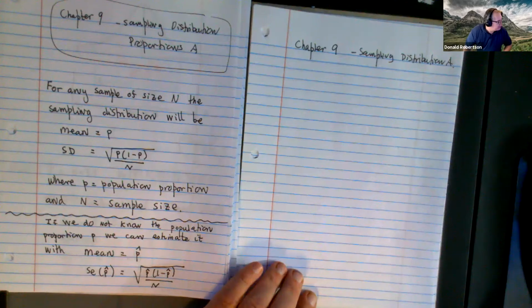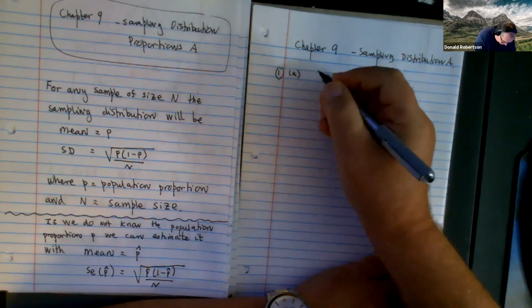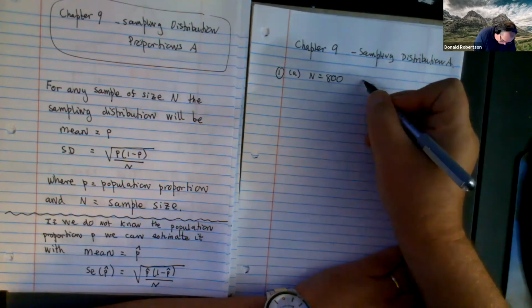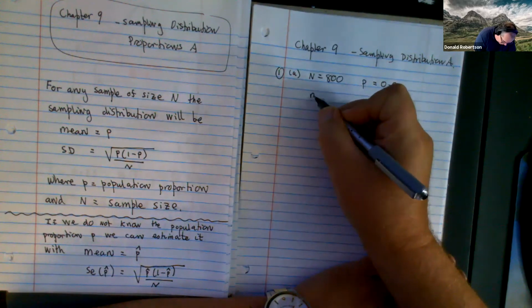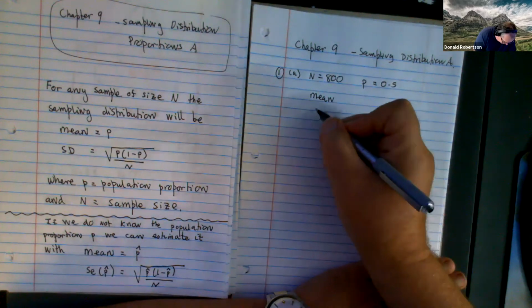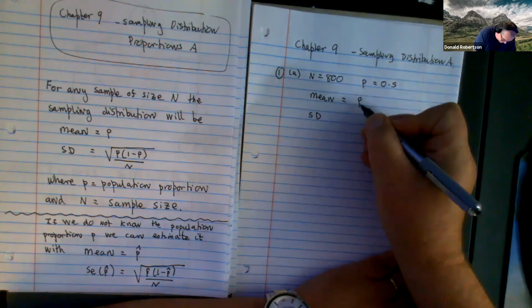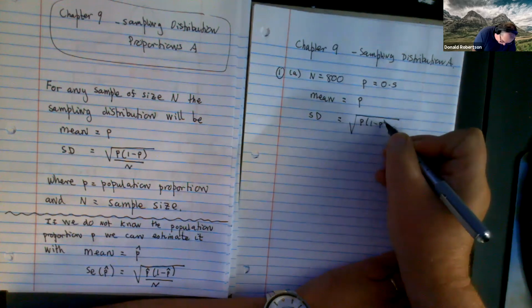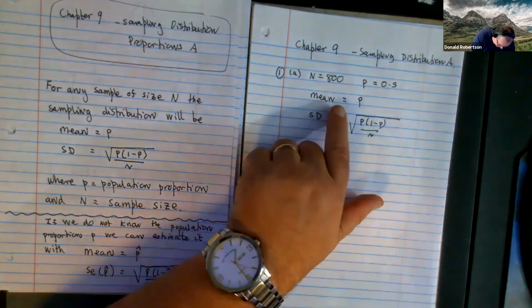So for instance, in question 1A, they tell you the sample is 800 and the population proportion is 0.5, and you are being asked to find the mean and the standard deviation. The mean is p, and the standard deviation you get from this calculation. So it's really going to be plug and chug, isn't it? Now let's do the easy one. The mean is that guy.